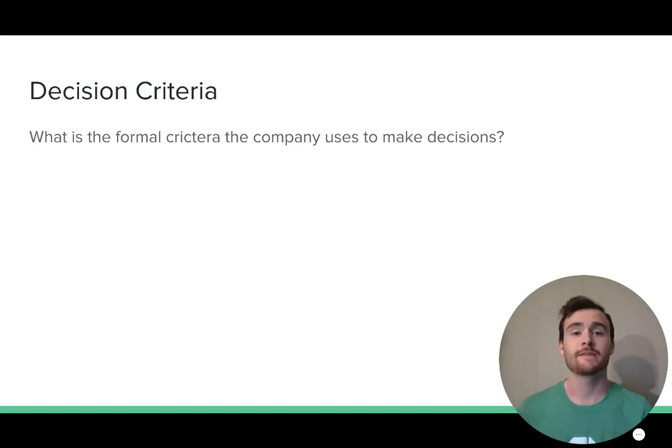The first D is decision criteria. So what does their checklist look like before they have to make a decision? What does ROI have to be before they're willing to make a change?